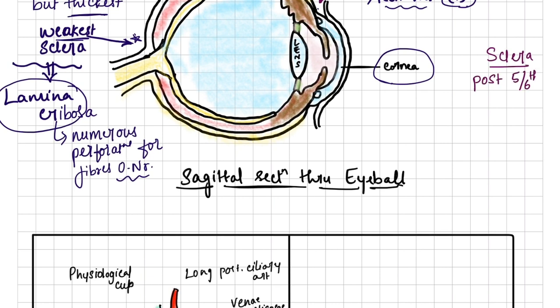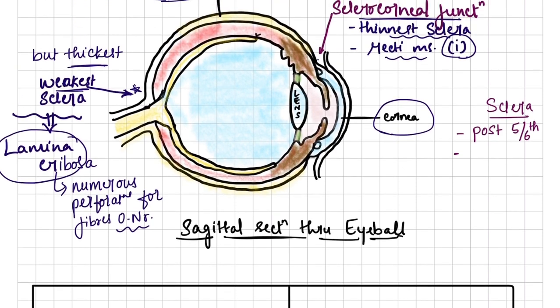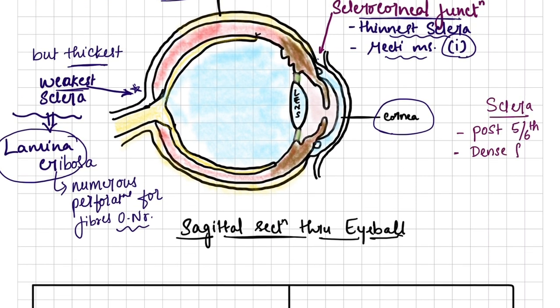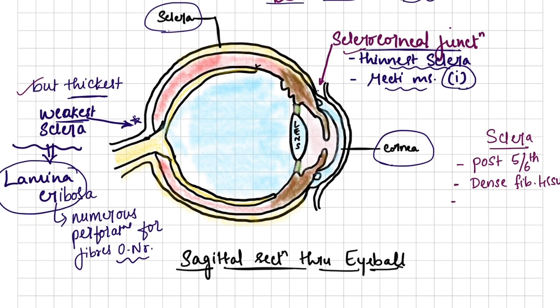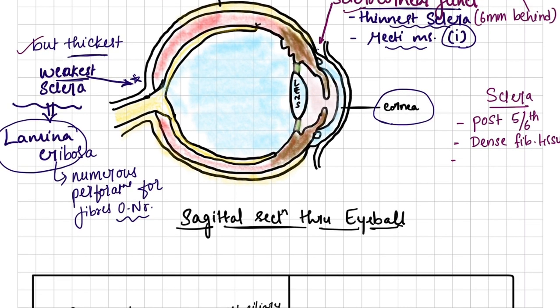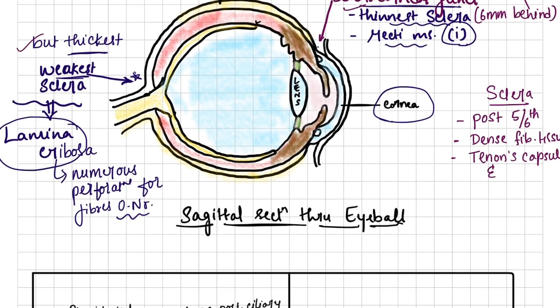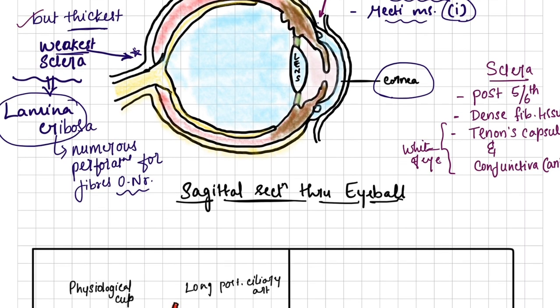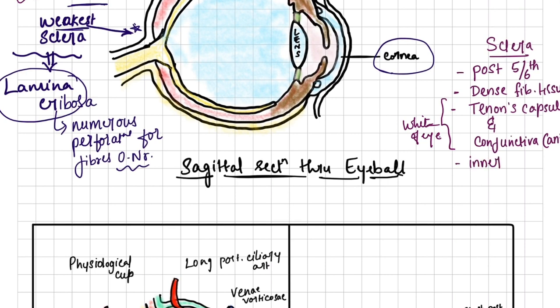Apart from that, let's look at the sclera. Sclera forms the posterior 5/6 part of the eyeball. Anterior 1/6 forms the cornea. It is dense fibrous tissue. Apart from the basic things, we saw the thickest and thinnest regions of it. The thinnest portion is 6 mm behind the sclerocorneal junction. It is also known as limbus. Then there is Tenon's capsule which covers the sclera, but anteriorly the sclera is covered by the conjunctiva, due to which the sclera appears white when we look at any person's eyes. It forms the white portion of the eyeball.